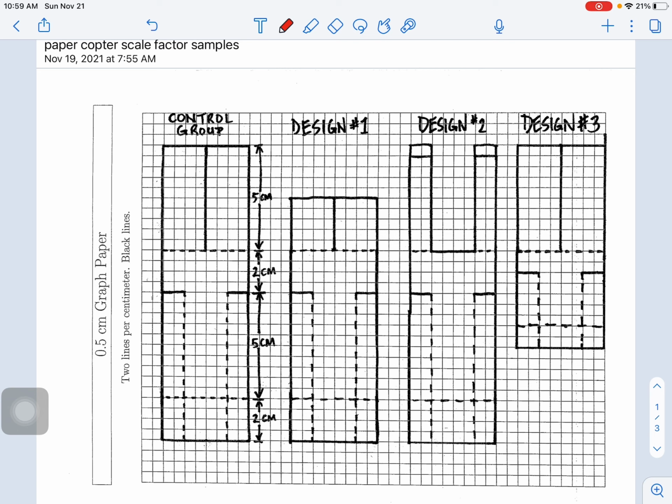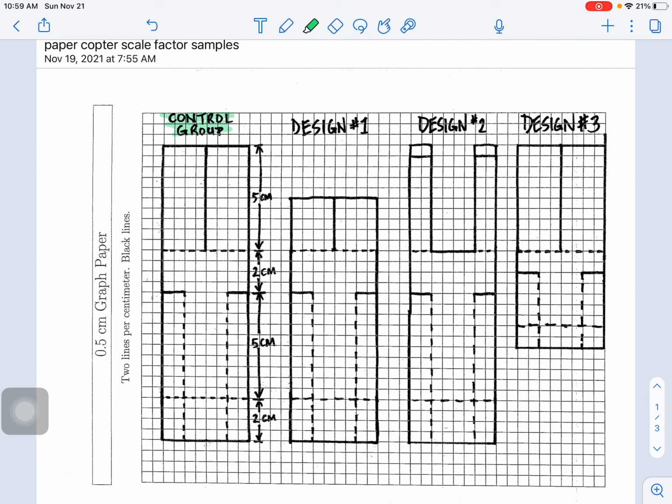So we did start this last week Friday and went through design number 1. Some of my classes finished design number 1 and some did not. So I'm going to start from the beginning. Some of you, it might be a little bit of a refresher. And we're going to go through designs 1 through 4. And your homework is going to be to complete design number 5 by using all of the information we've learned about with scale factor.